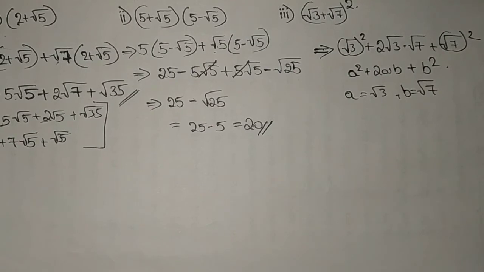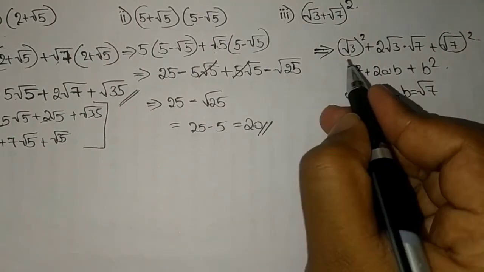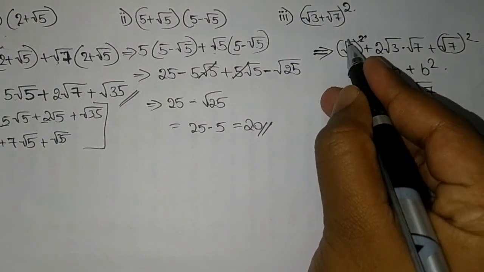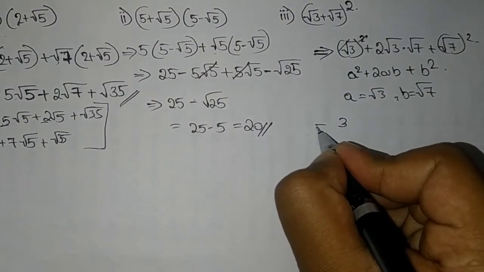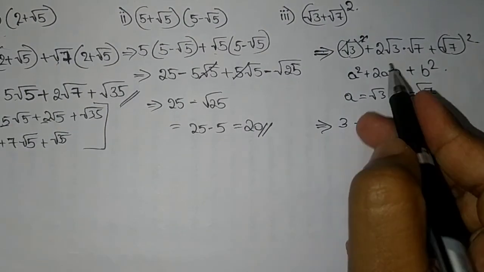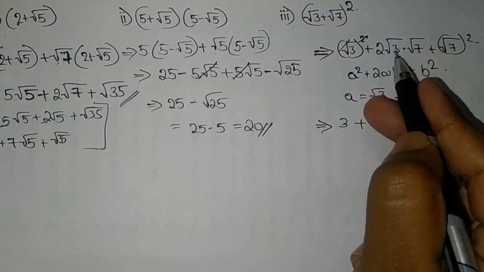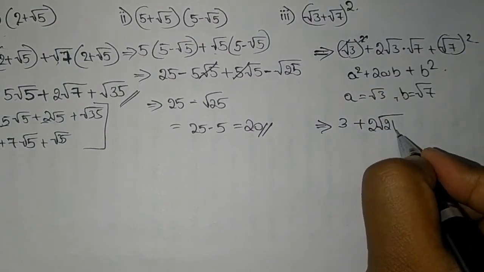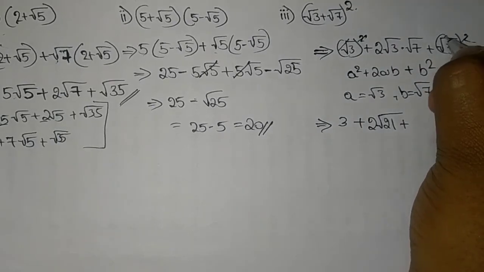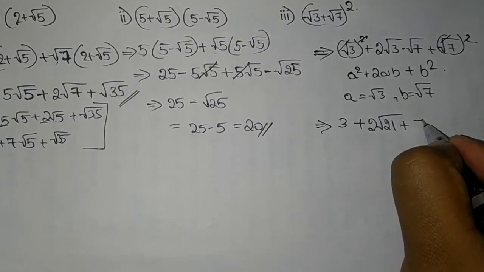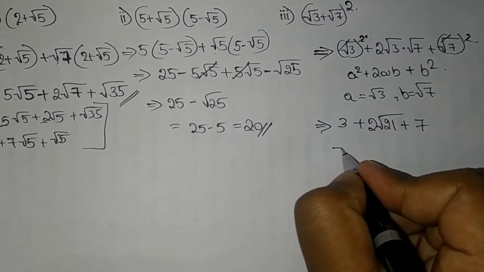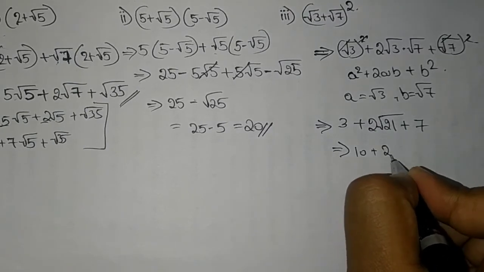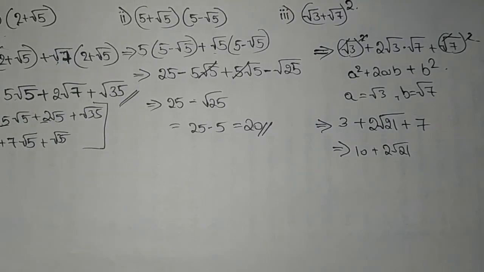Okay, now moving forward is quite easy. Root 3 square, square and square root cancel. 3 plus, here root a into root b, root ab. 2 root 3 7s are 21, plus square and square root cancel, 7. You can add 7 and 3, 10, plus 2 root 21.